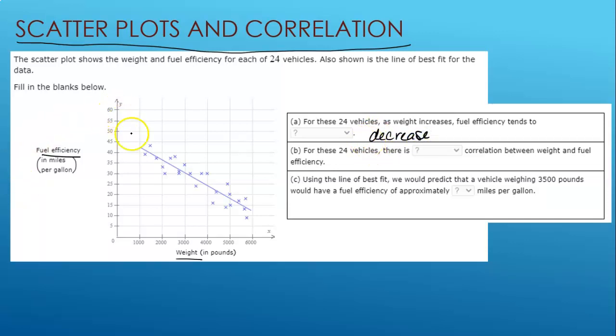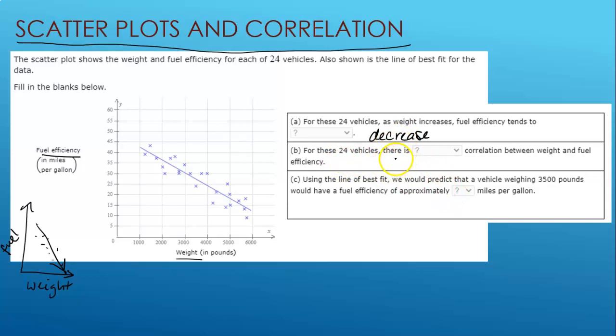And again, when you draw this on your own graph, please do not spend a bunch of time to make a perfect graph on your notes. Do something like this. Draw your line in, put weight on your x-axis, put fuel on your y-axis, and that's good enough for you to be able to answer these questions.